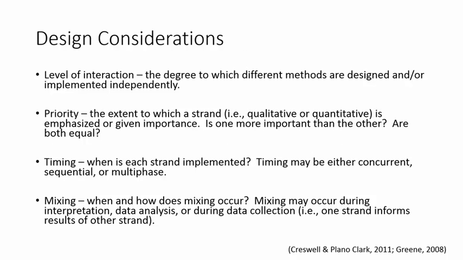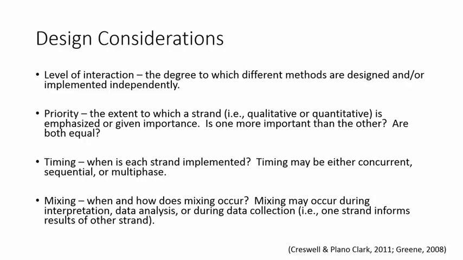Okay. Now, whenever you're thinking about the design of a mixed method study, there are various things that you should take into consideration. One is basically what people refer to as a level of interaction. So this is the degree to which different methods are designed or implemented independently, right? So we may have a high level of interaction between our different strands, or they may be more independent in their design and implementation. And we'll see some examples of that shortly.